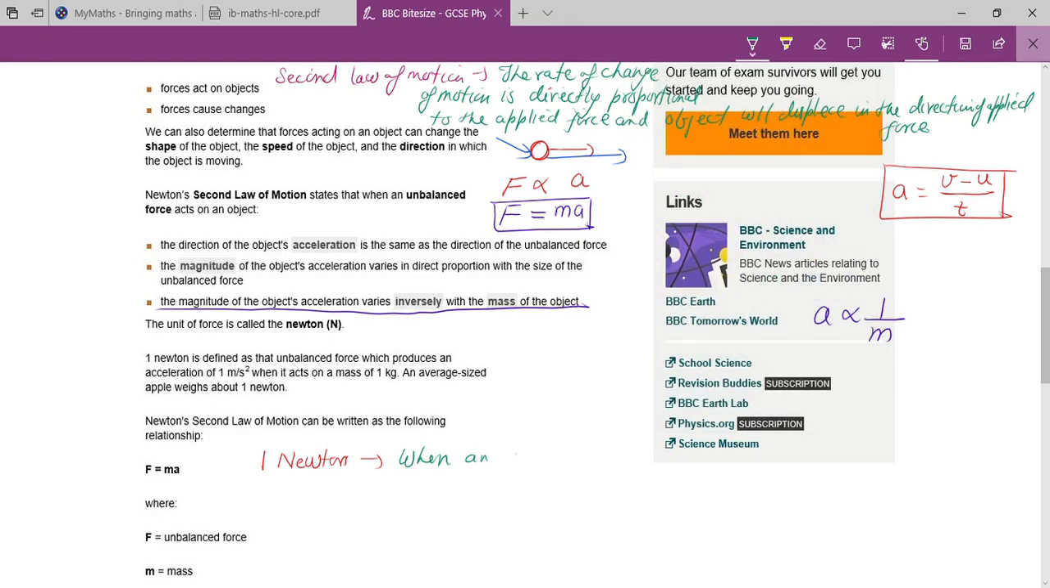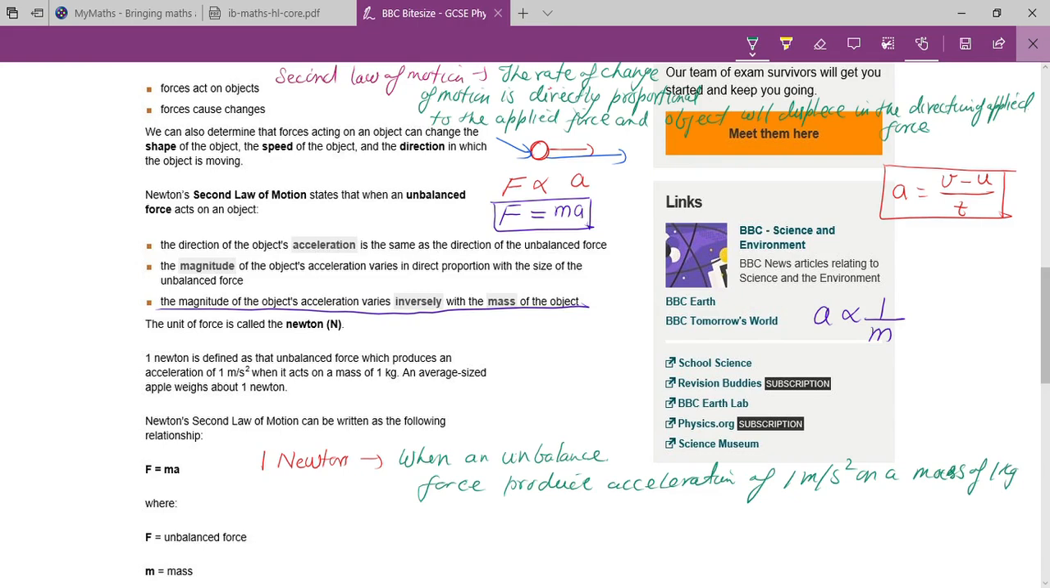When an unbalanced force produces acceleration of 1 meter per second square on a mass of 1 kg, then that is known as 1 Newton.